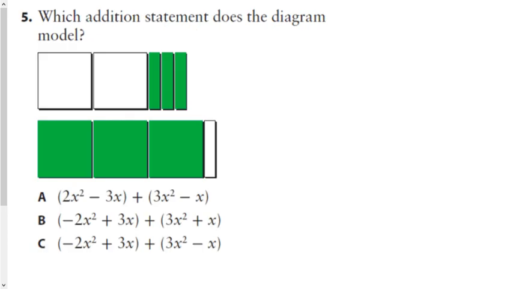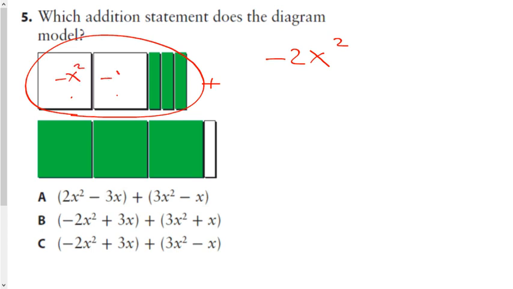Question 5 says, which addition statement does this model? So here, I guess we have to probably have an addition statement here, a little plus sign there. So our first binomial is not negative x squared. How many are there? 2. So we actually say negative 2x squareds. There's one here, and there's a negative x squared here, and a negative x squared here. Notice how it's a negative 2x squared. Plus 3x.